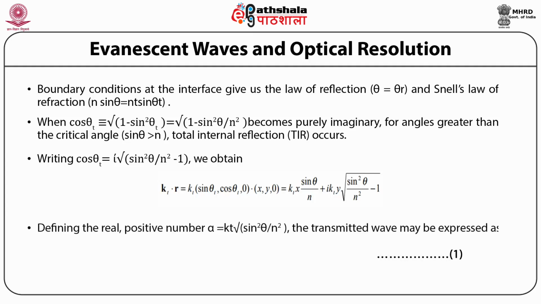Now defining the real positive number alpha equals kt into square root of sin square theta by n square minus 1, the transmitted wave may be expressed as Et equals E naught t into e raised to power minus i omega t into e raised to power i x kt sin theta by n into e raised to power minus alpha y.